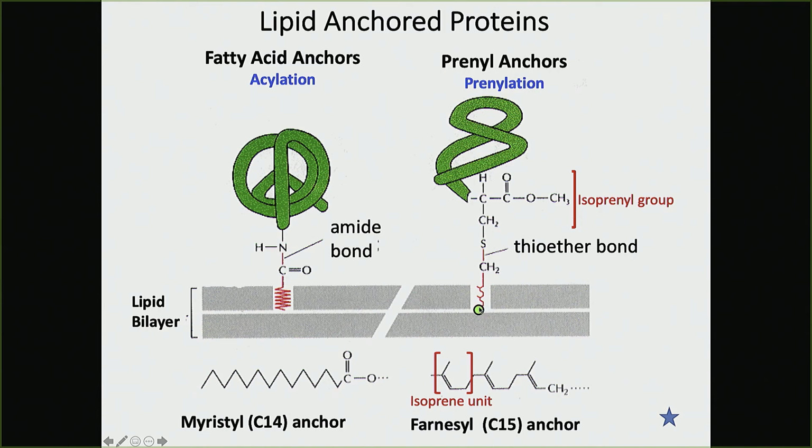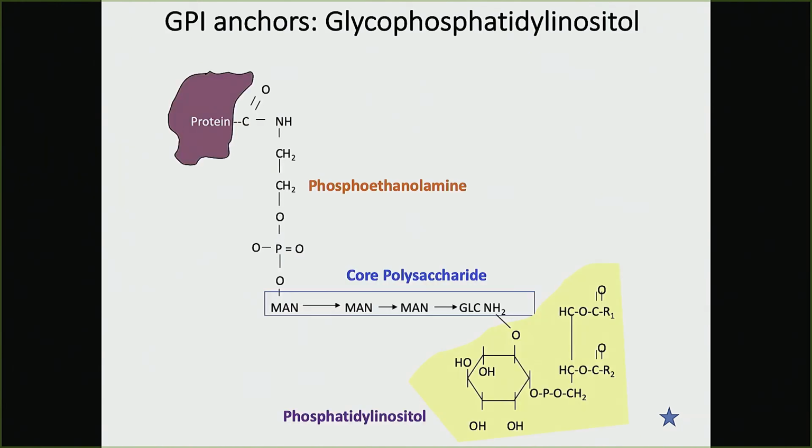The difference between these two: the myristyl anchor is actually straight, although it's shown bent right here, because a myristyl anchor is a saturated fatty acid, whereas the farnesyl, the C15 anchor, is actually an unsaturated fatty acid. So they can come in all different types of anchors. So, prenylation and acylation. On the other hand, this is a very complicated one, and again, you do not have to memorize the organic structure or anything like that, but just remember how this is actually being formed.